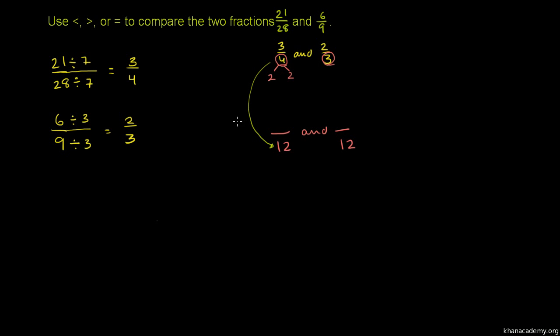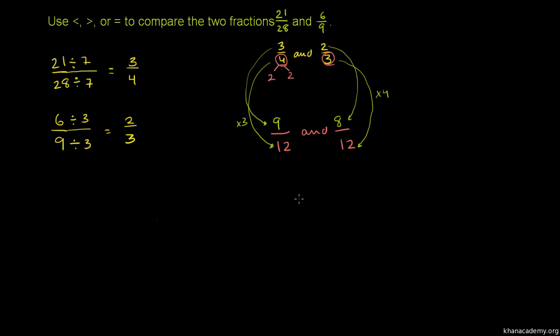Well, to get from 4 to 12, you've got to multiply by 3. So we're multiplying the denominator by 3 to get to 12. So we also have to multiply the numerator by 3. So 3 times 3 is 9. Over here, to get from 3 to 12, we have to multiply the denominator by 4. So we also have to multiply the numerator by 4. So we get 8. And so now when we compare the fractions, it's pretty straightforward. 21 over 28 is the exact same thing as 9/12, and 6/9 is the exact same thing as 8/12.